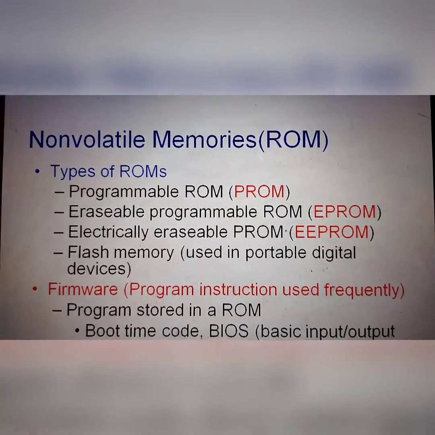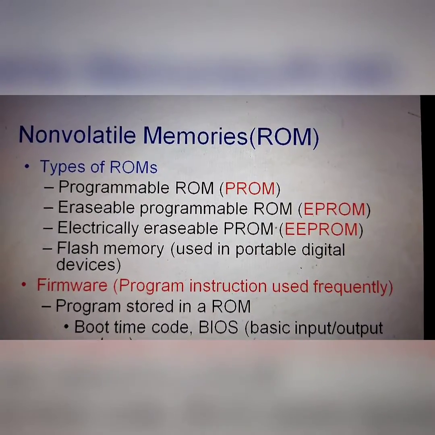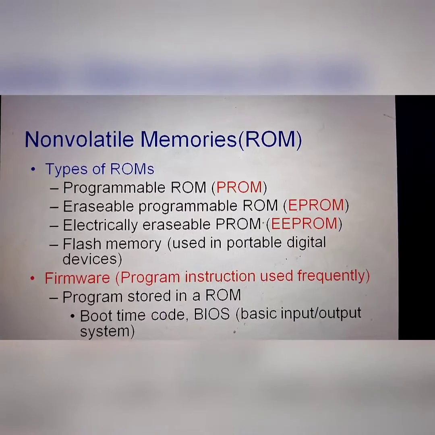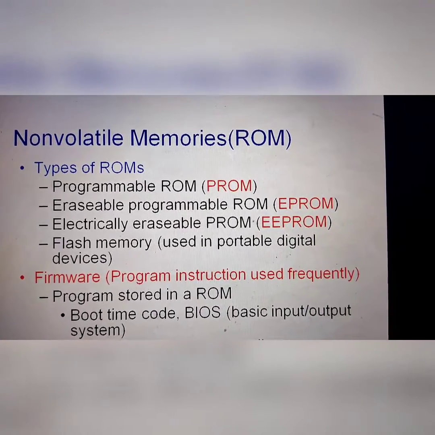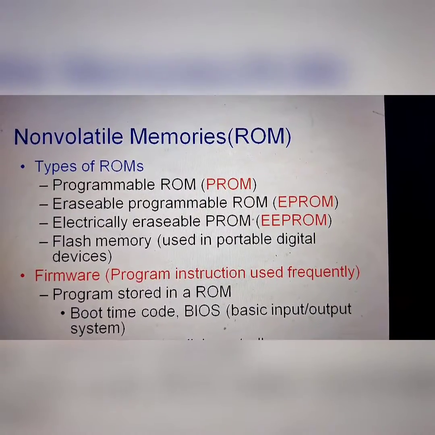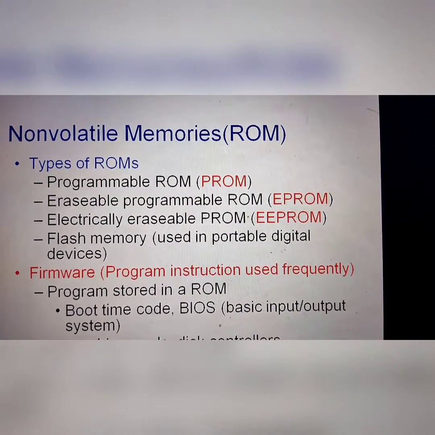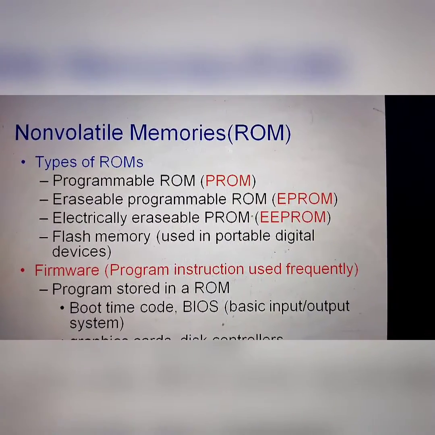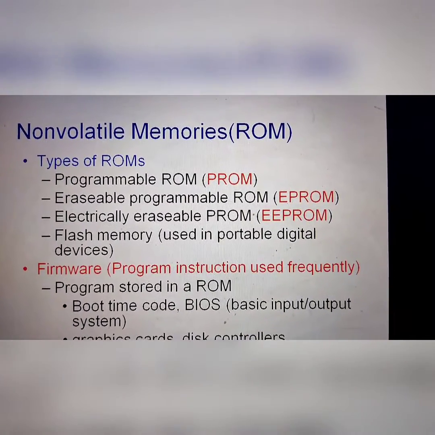Then ROM is a permanent memory. The types of ROM are programmable ROM, PROM, erasable programmable ROM, EPROM, and electrically erasable PROM, EEPROM. Flash memory is used in portable digital devices. These are non-volatile memories, ROM.